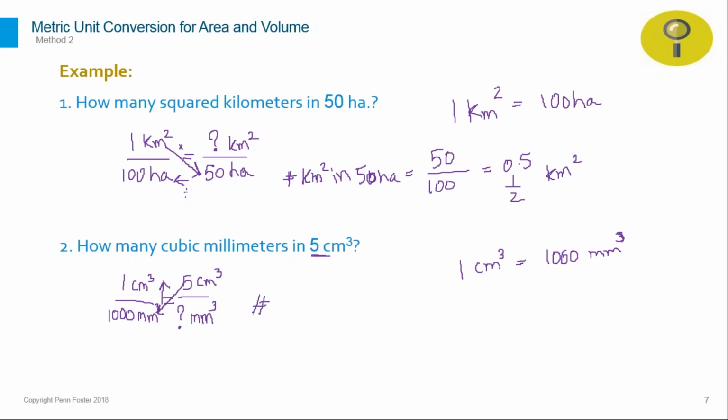So the number of cubic millimeters in 5 cubic centimeters equals 5 times 1,000 over 1. It's really like only multiplying and not dividing at all, because 5 times 1,000 is 5,000, and 5,000 over 1 is still 5,000. So your answer will be 5,000 what? Your units would be the unknown units, which is going to be cubic millimeters. And that's it.